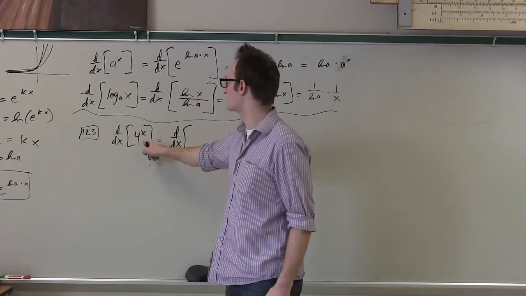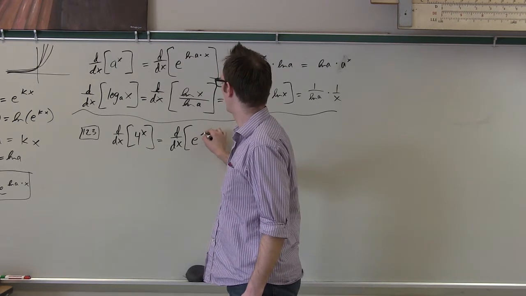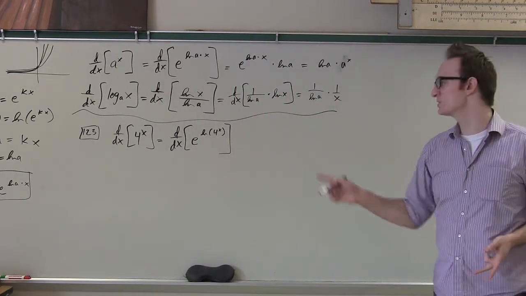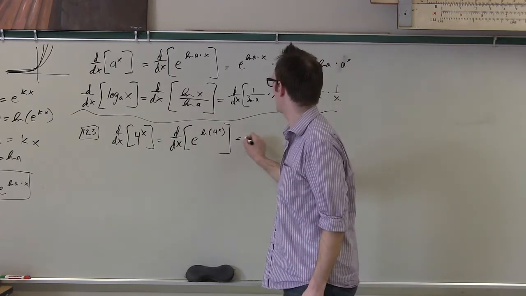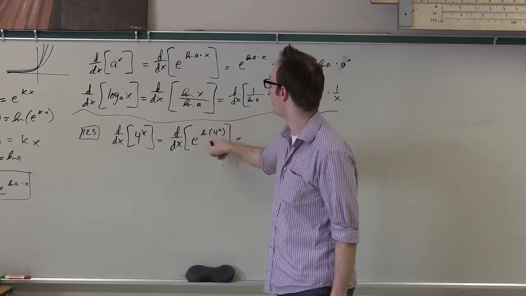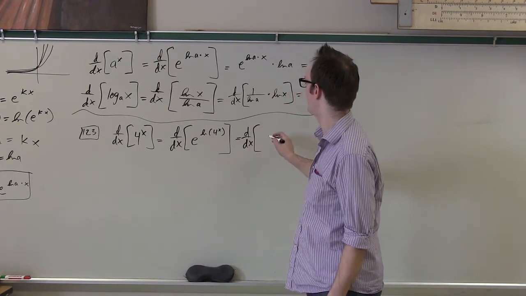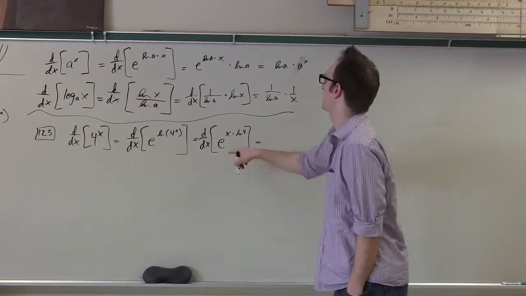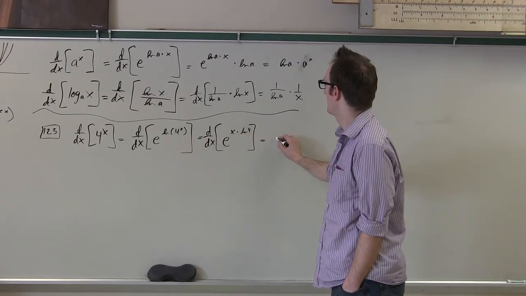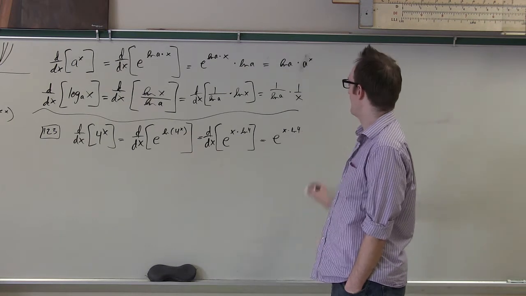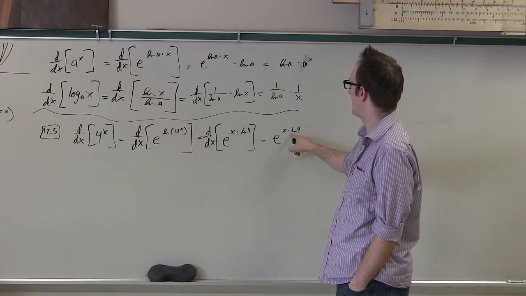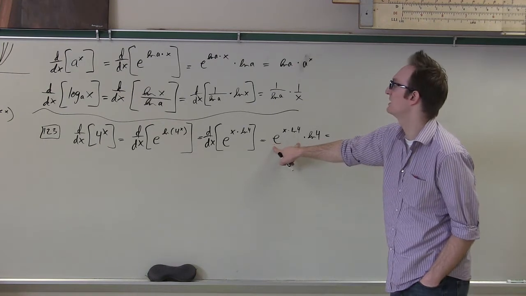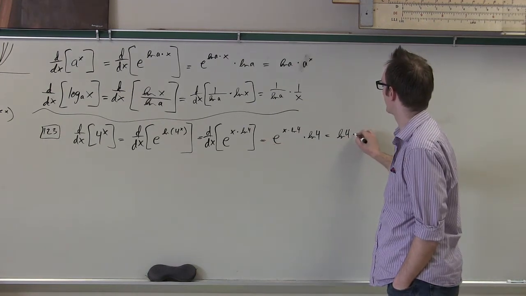You could just rewrite 4 to the x as e to the ln of 4 to the x. Yeah, this is good. e and ln are inverse functions, so of course 4 to the x just is e to the ln 4x. And then by log rules, this is just the derivative of e to the x times ln 4, bringing down the x. And now we differentiate. The derivative of e to the something is e to the something back inside, times the derivative of the something, and the derivative of x ln 4 is just ln 4. And then this part is, as we've seen, just 4 to the x. So that's how I get ln 4 times 4 to the x.